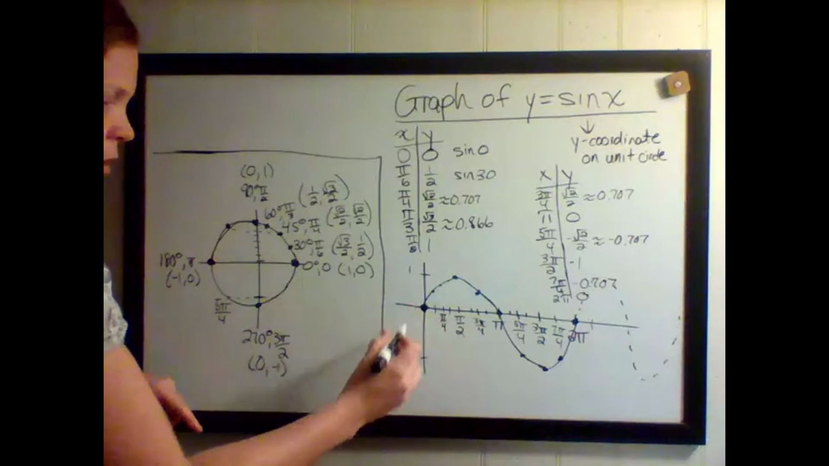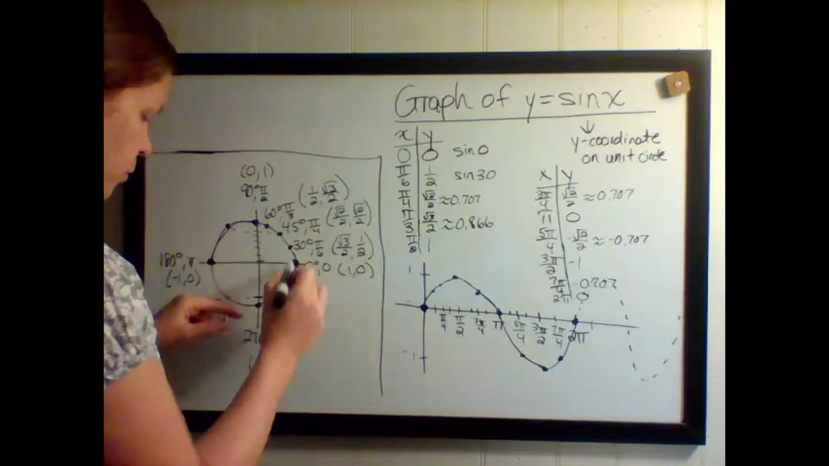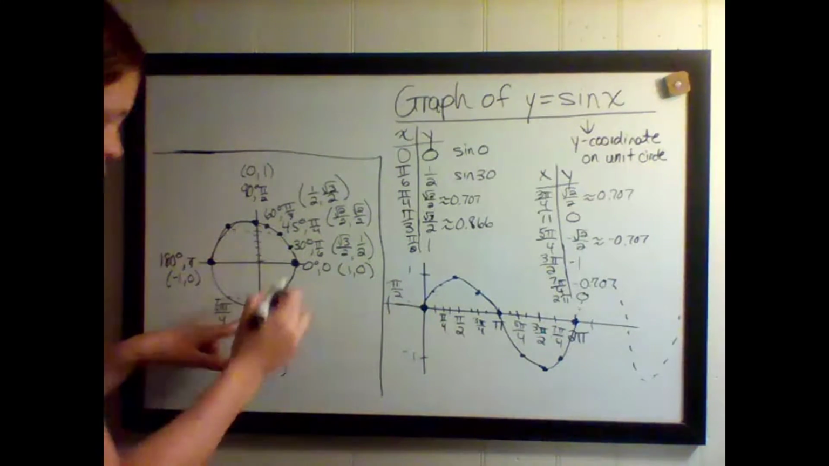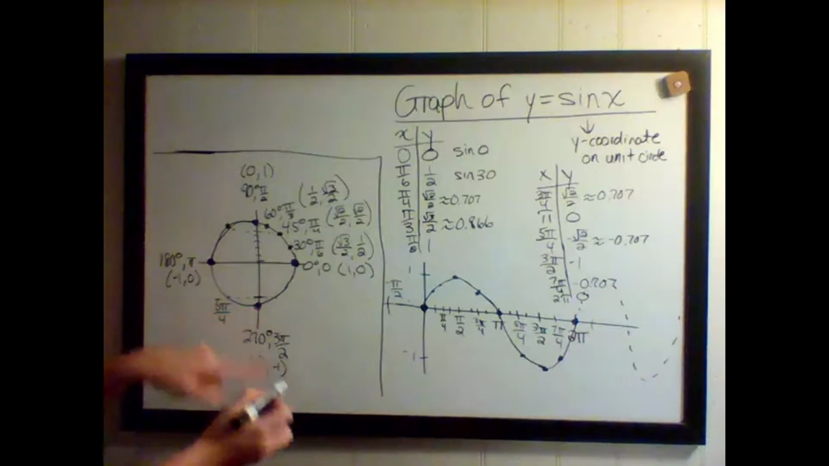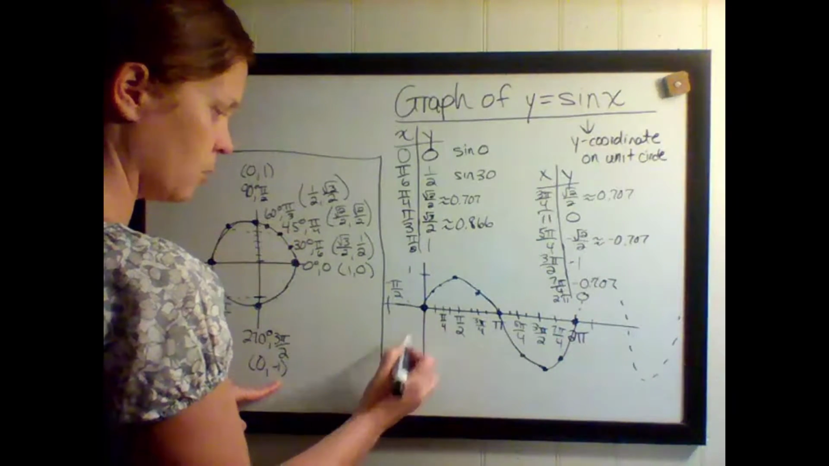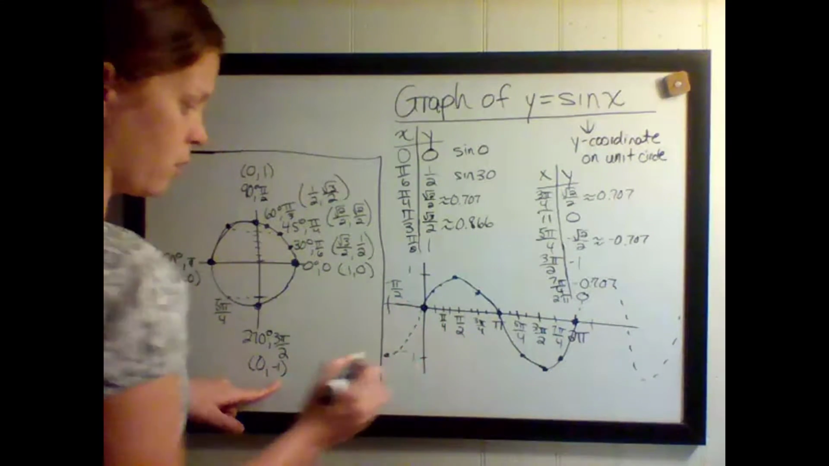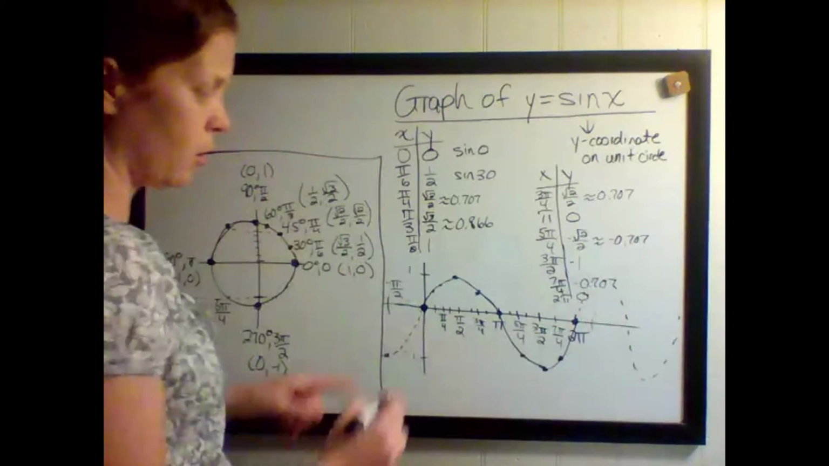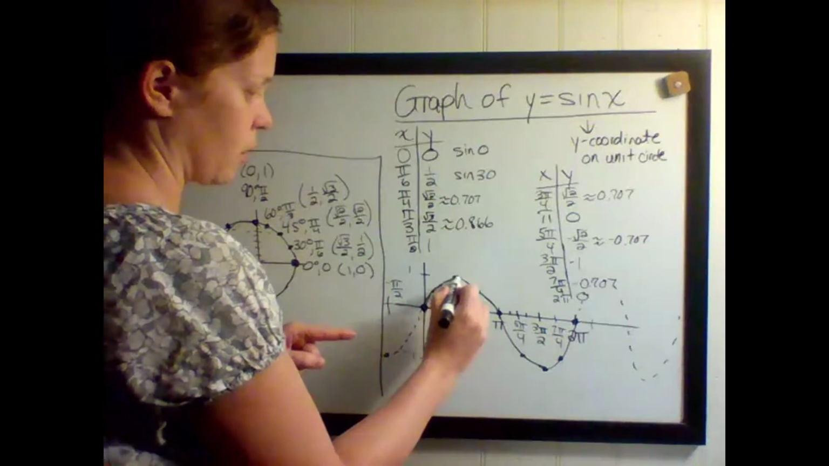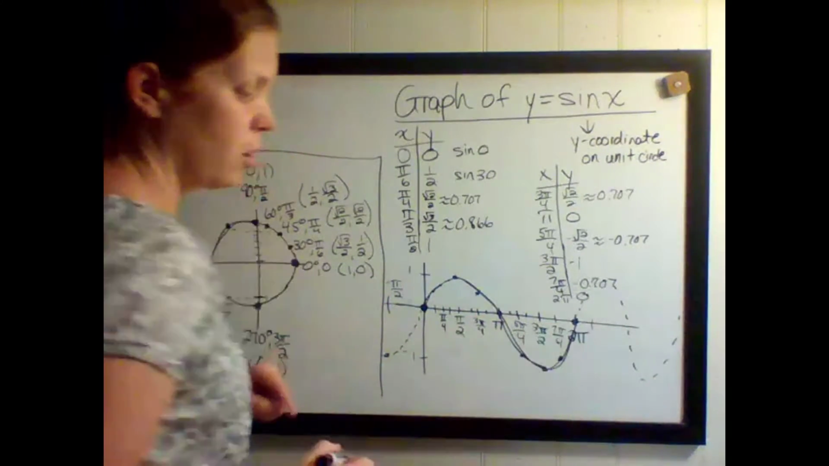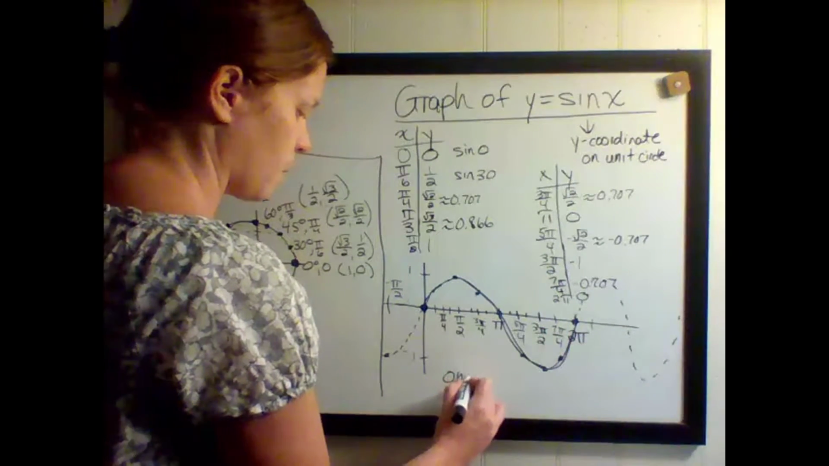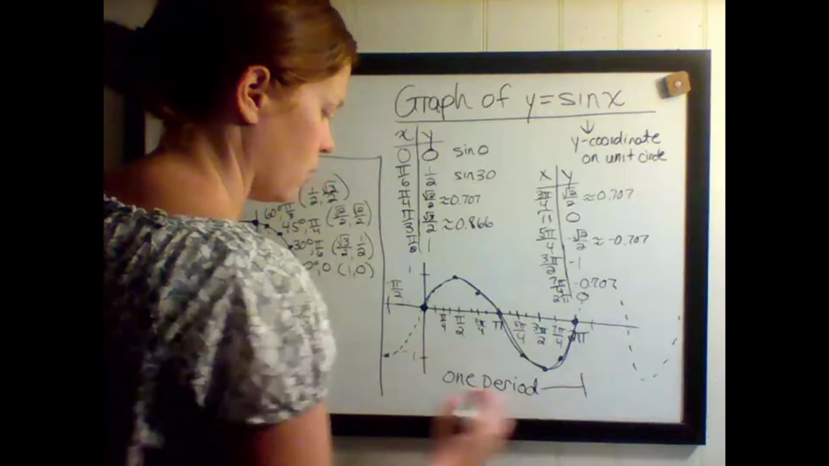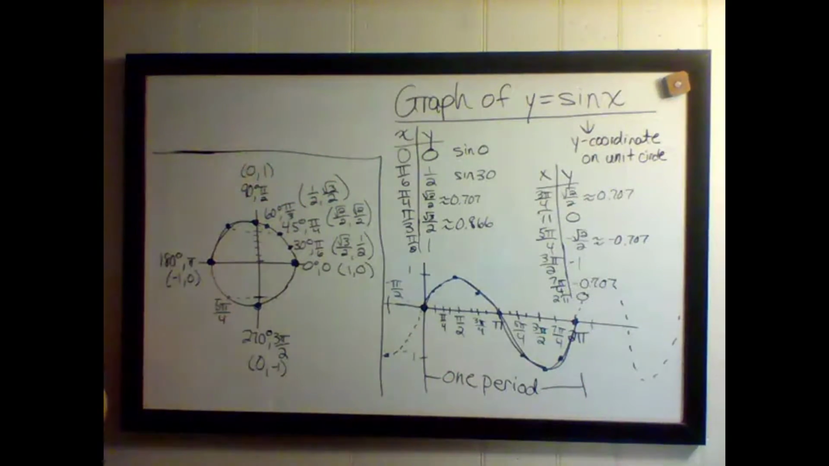Same going in the negative direction. If I did, let's say over here, negative pi over 2, the y value is a negative 1. So you see this continue down that way. It's cyclical, the same pattern. What I have here in bolded black is called 1 period. This is 1 period of sine of x.